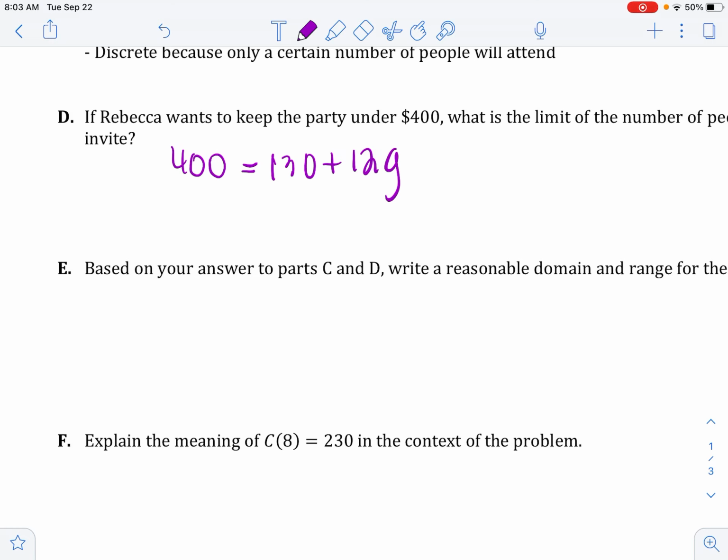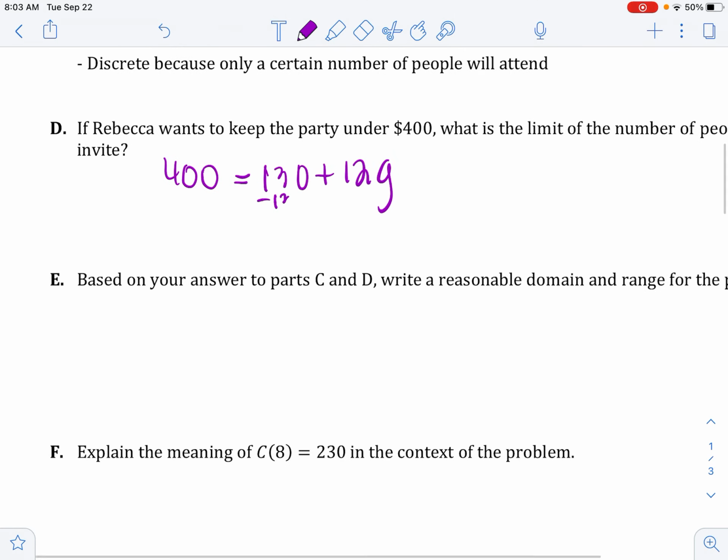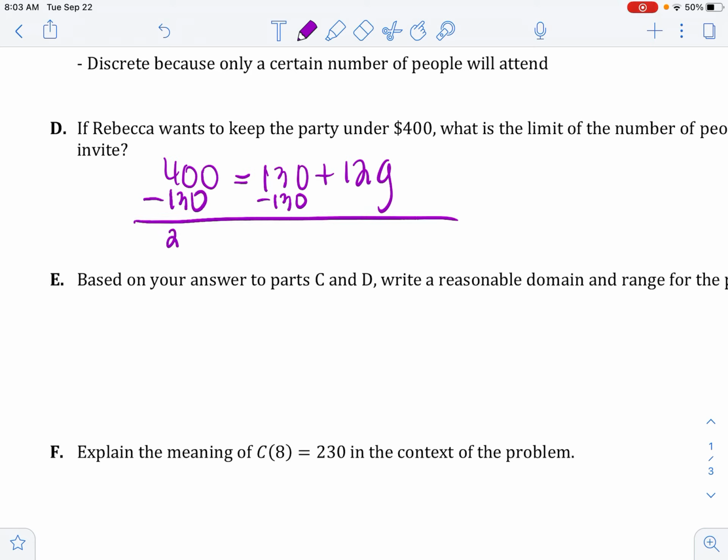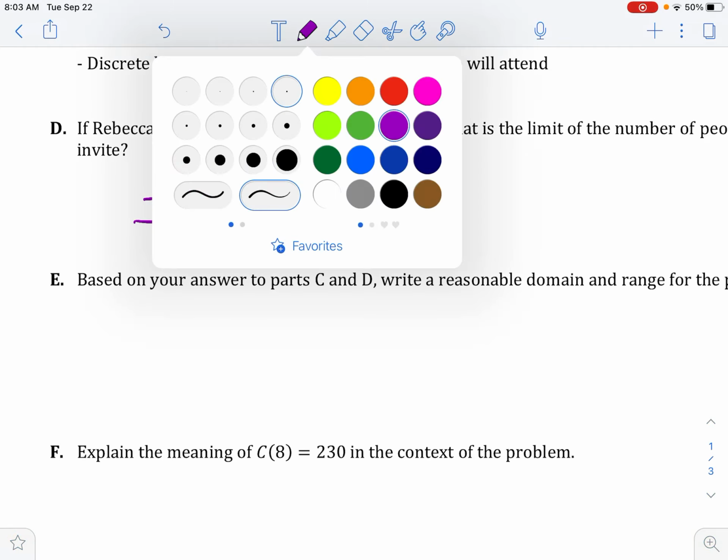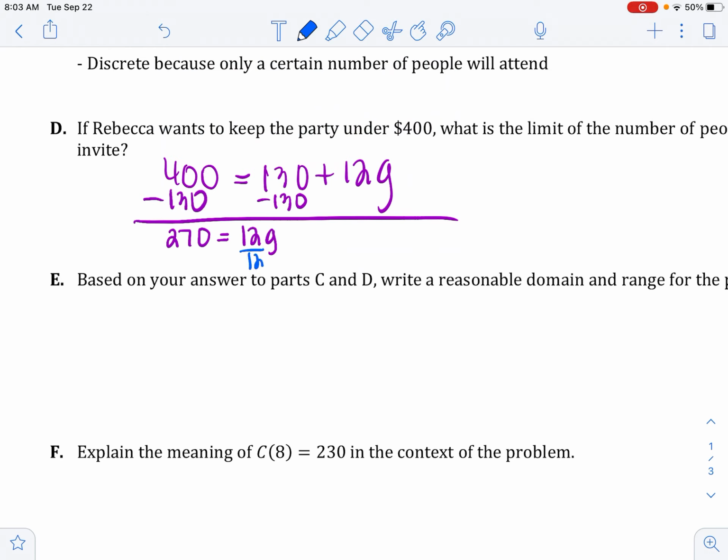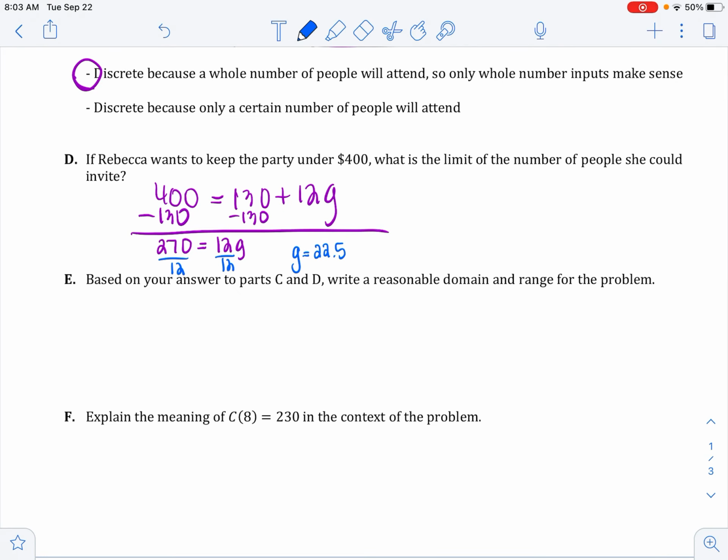All right, first step to solving for G, subtract 130 from both sides. So that's 270 equals 12G. And now to get G by itself, I'm going to divide by 12. Okay, so I got G equals 22.5.